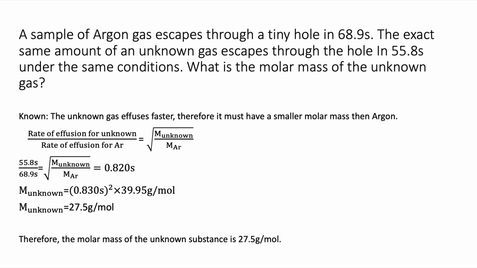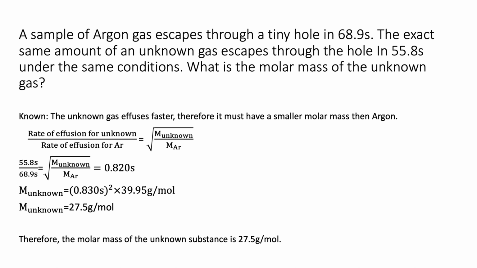So we know the molar mass of argon because if we look on the periodic table, we can see that it's 39.95 grams per mole. We can also fill in the values for the rate of effusion for both gases, being 55.8 and 68.9, and you can divide them by each other to get a simplified value.